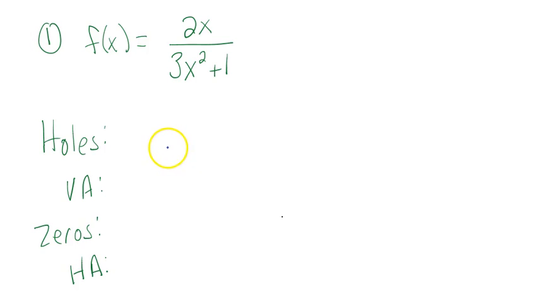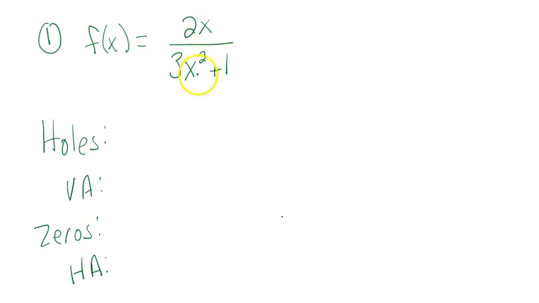Okay, now we're going to do some examples where we find everything that we possibly can. In our first example, you want to look at it and see if you can factor. This one does not factor. Nothing happens on top, nothing happens on the bottom that we can work with, so we're just going to look at it like this. Holes. Do you have anything that you want to cancel out? Well, nothing is perfectly matching, so no, you can't cancel anything out.